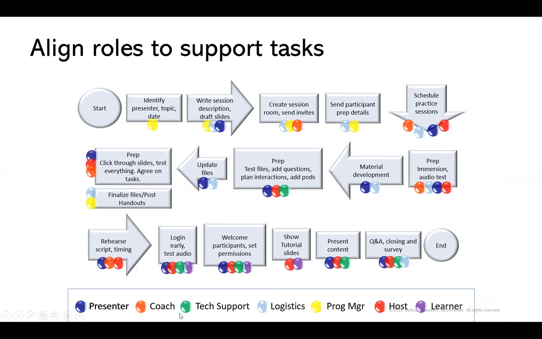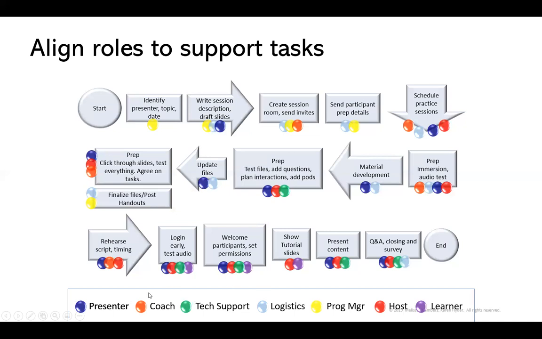Now, don't get scared if you're thinking, oh gosh, in my organization, I can't have 1, 2, 3, 4, 5, 6, 7 different people. I'm lucky if I can get one person to do this. However, don't think of it as 7 people. Just think of it, these are roles and tasks. I know for me, I work for a lot of different organizations. Sometimes I'm the presenter and I'm the host because I don't have somebody supporting me. Sometimes I'm tech support and logistics and the program manager. Sometimes I'm the person coaching the presenter. So it can be one person doing multiple roles.